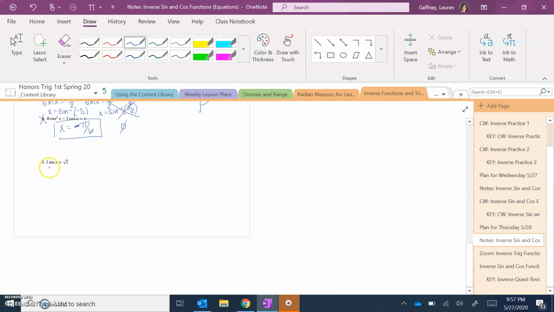Okay. This last one. Now, you don't have a trig function squared, so we're not doing the whole factoring idea. Let's just divide the 2 over. Sine inverse each side. This is from our 45, 45, 90, so it is simply pi over 4.